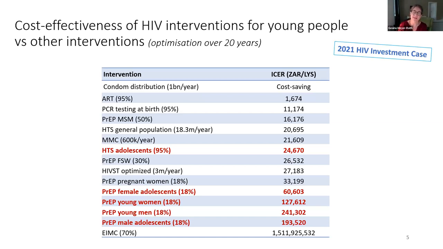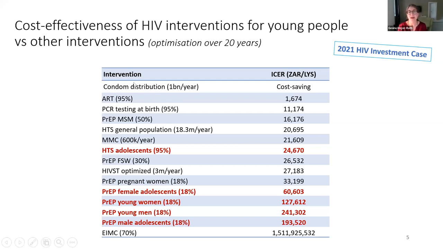This is the latest. We're right now busy with the 2023 update. This is the 2021 one. I don't think things will change a lot. But what's important here is that if we rank our interventions strictly by cost effectiveness, we see that adolescent interventions, such as testing for adolescents and further down different PrEP interventions, and this is oral PrEP in this case, are not the most cost-effective interventions to be spending South African HIV budget on.